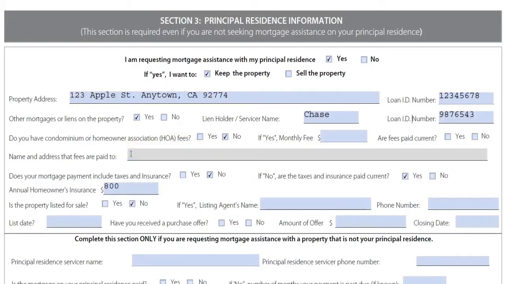Does the mortgage include taxes and insurance? Yes or no? If you don't know whether or not they do, take a look at your mortgage statement. You'll be able to find that information there. Annual homeowners insurance. If your mortgage insurance is included in your mortgage payments and your taxes are included in your mortgage payments, then you might have to go into your property tax bill or ask your insurance company to give you what your annual premium would be, and then go ahead and calculate that way.